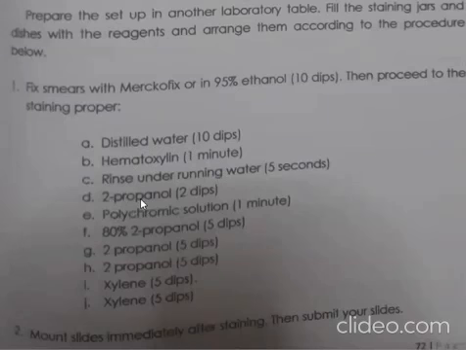Okay. And then we have a polychromic solution. So this one is the cytoplasmic stain. And then we proceed to 80% 2-propanol. So this one is again for rinsing. And then the 2-propanols here are for dehydration. And then finally, we still end with clearing with your silane. And then to preserve the slide or the smear, mounting. Okay? So those are the steps for the Cytocolor method.